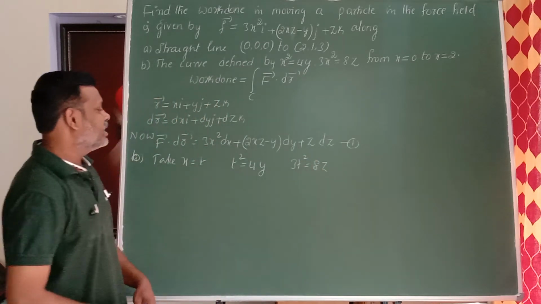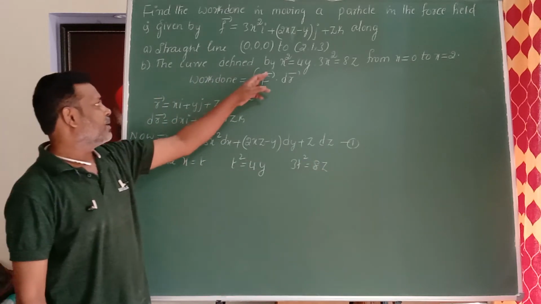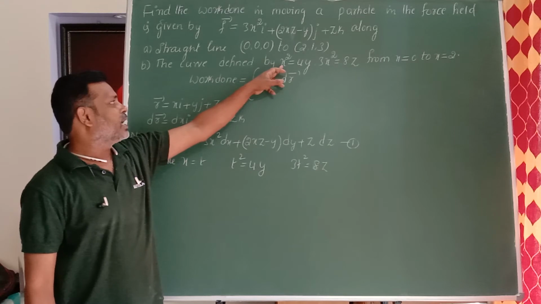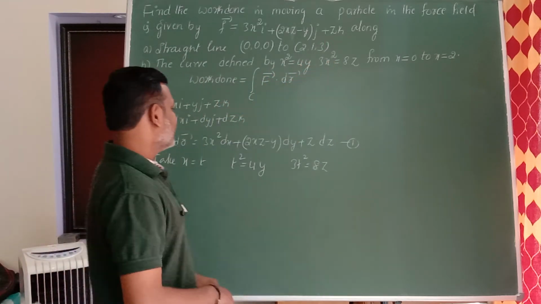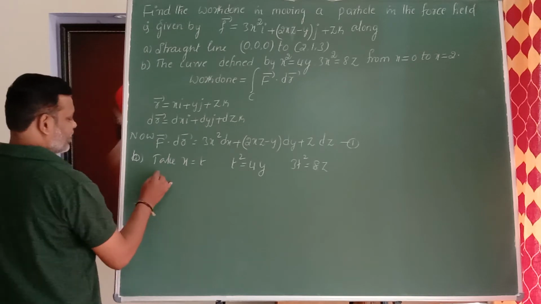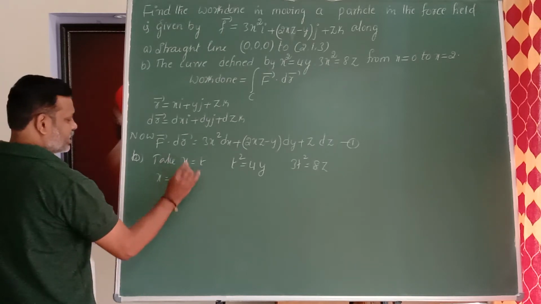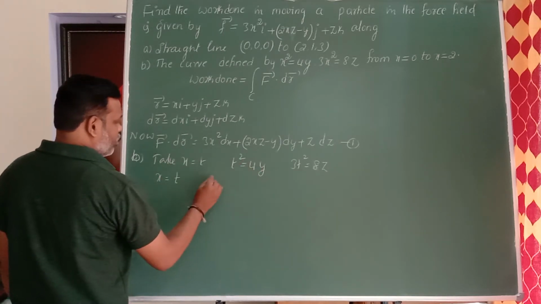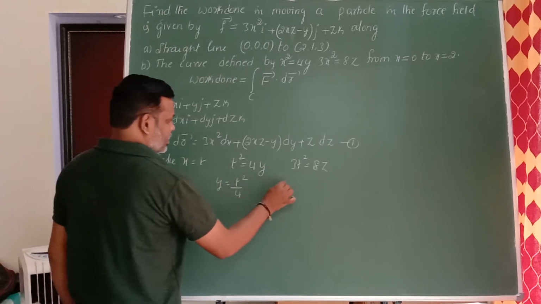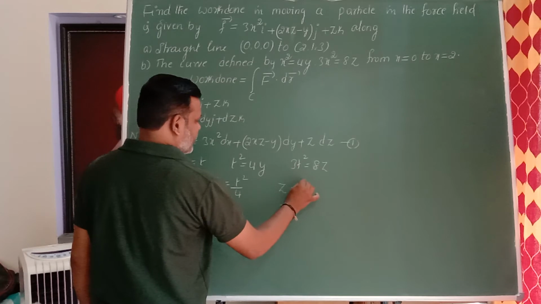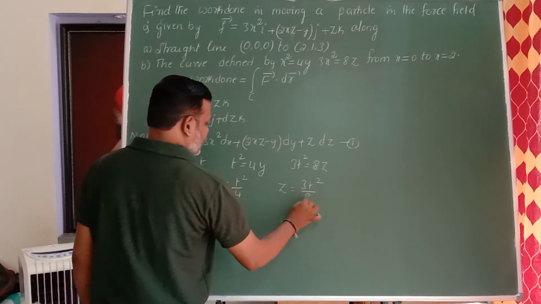Just simply understand this. We have taken x is equal to t. When x is equal to t, t square is equal to 4y, and 3t square is equal to 8z. I want the value of x, y, z here, so have a look. x is equal to t. We want y: y is equal to t square by 4. And z is equal to, cross multiplying, 3t square by 8.